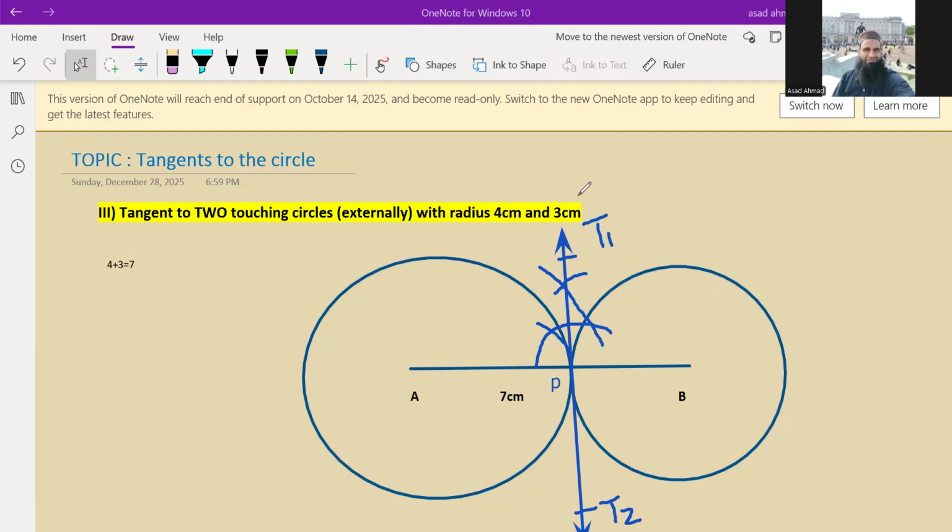The topic is from exercise 13.3, and it is question number 9 in the exercise. So you can practice it. It is easy.